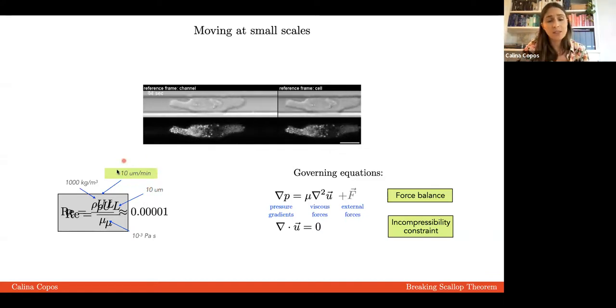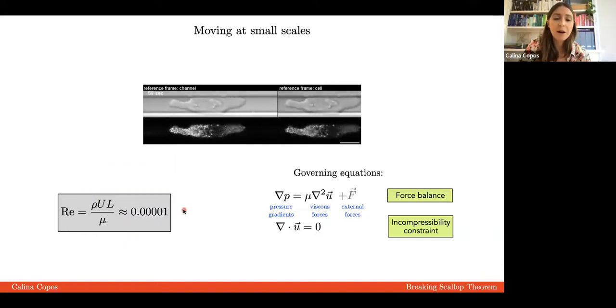It actually moves considerably slower than flagella systems. It moves about a body length a minute instead of a second. Using the same fluid viscosity and density, let's pretend like this is just water. And so the Reynolds number that comes out is small, negligible. So the governing equations for our system are Stokes equations.